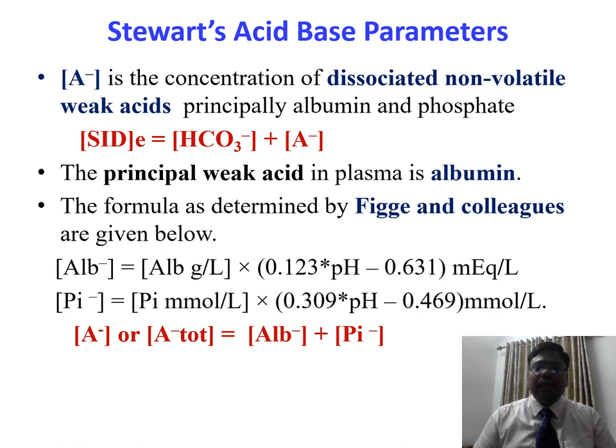The principal weak acid in plasma is albumin. The formula as determined by Figge and colleagues is given below. So the albumin and phosphate anionic component concentration can be calculated using this formula. So the total concentration of the anionic component A minus is equal to the concentration of both albumin and phosphate. This denotes only the dissociated anionic component.